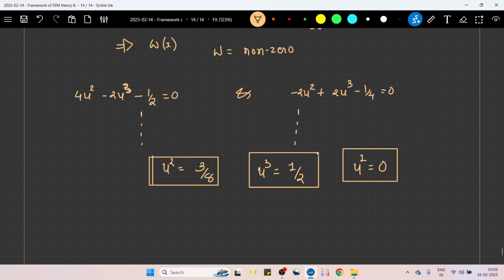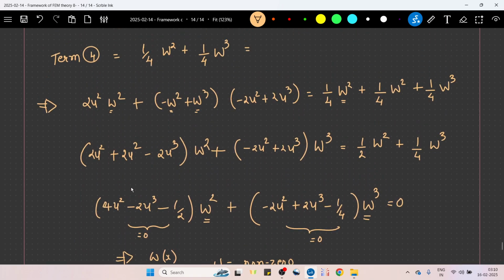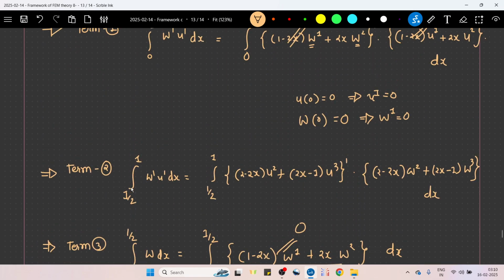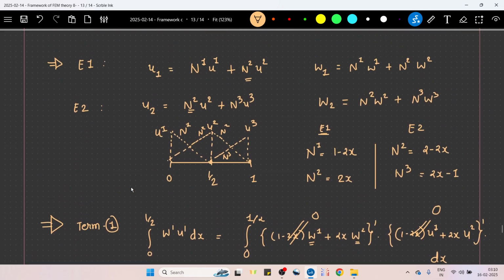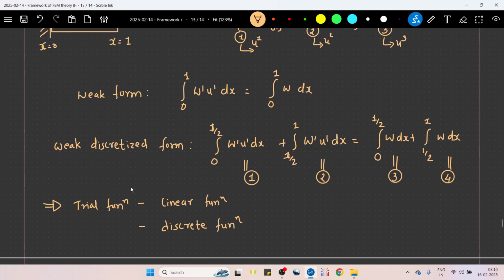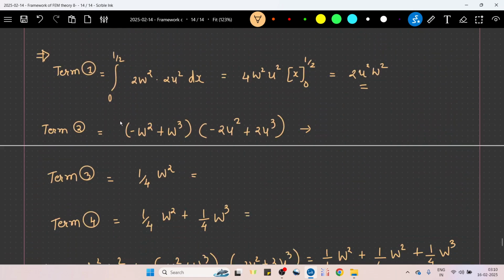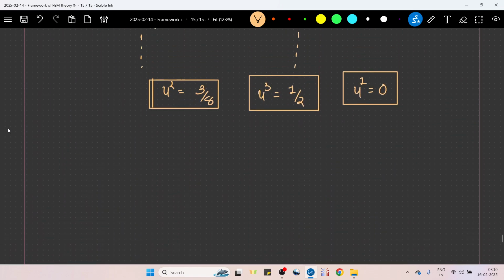So for three nodes we have got the solutions u1, u2, u3, and as you know, we don't need to find w1, w2 and w3 because they are just coefficients. We are only interested in discrete point solutions, that means nodal solutions. So this is our solution.